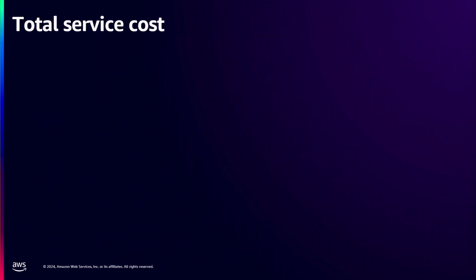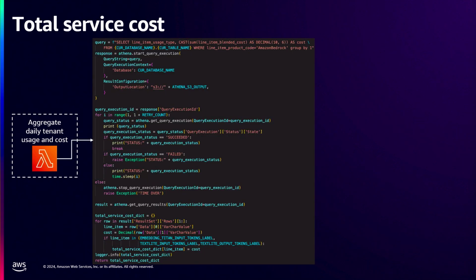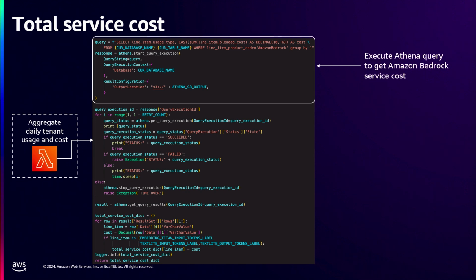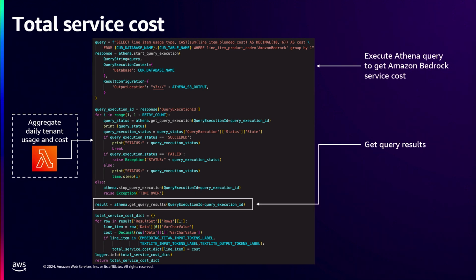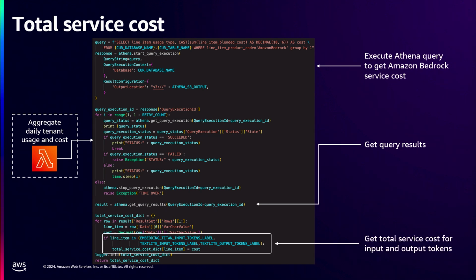The next thing you need to do is get the service cost. For the service cost, as I mentioned earlier, you could use Athena to interact with the cost and usage report. In this case, you could execute an Athena query, and from the results, you could parse and get the service cost for the input tokens and output tokens for using a particular LLM model. So now you got the service cost, and you also got the percentage of consumption.